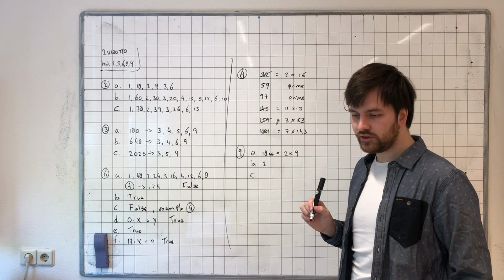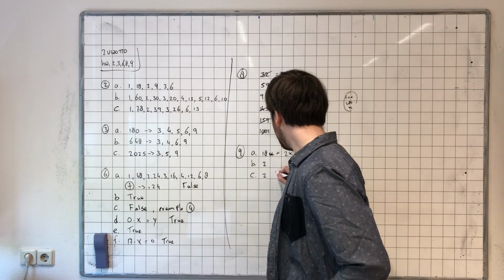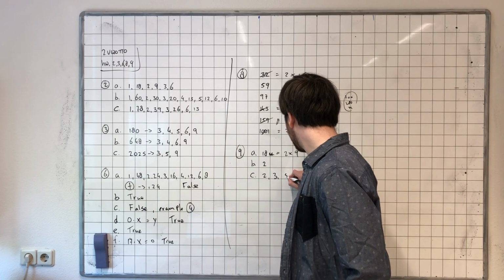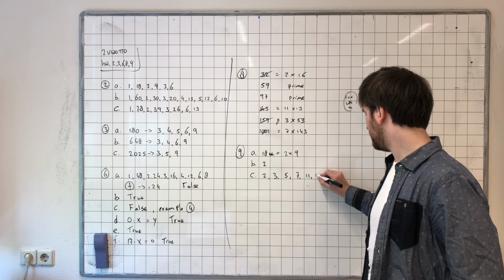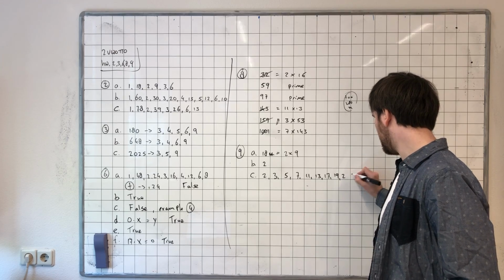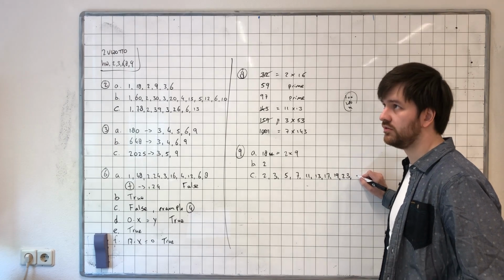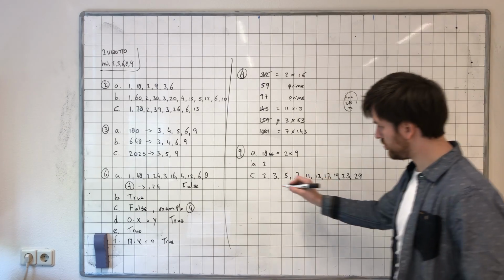Next, write down all the prime numbers less than 30. Okay. 2, 3, 5, 7, 11, 13, 17, 19, 23, 29. So these are all prime numbers.